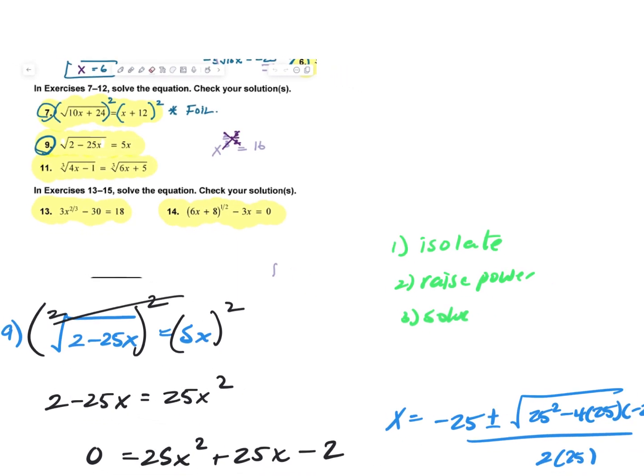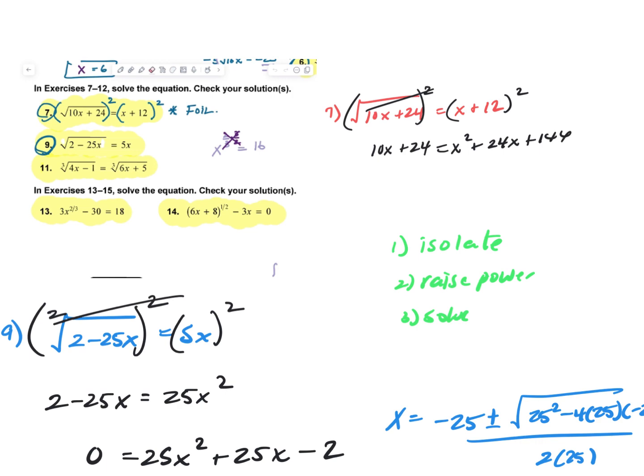Okay, all right, so for number, let me do 7. I know you didn't ask for 7, but for 7, it's going to be the square root of 10x plus 24 equals x plus 12. So again, isolate the root. It's isolated. We square both sides because it's the square root. So we're going to get 10x plus 24 equals x squared plus 24x plus 144. So I'm going to bring everything to the right. So x squared, I'm going to subtract the 10x to get plus 14x. And then I'm going to do 144 minus 24, which gives you 120.